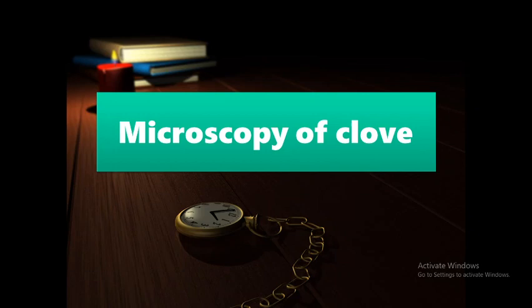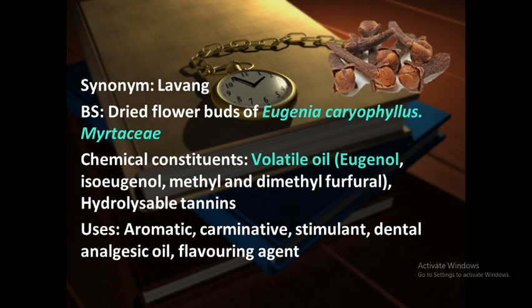Today we are going to see a new topic related to pharmacognosy, that is microscopy of clove bud. So just see the synonym of the clove. This clove is also known as lavang in Hindi as well as in Marathi. These are the dried flower buds of Eugenia caryophyllus belonging to family Myrtaceae.